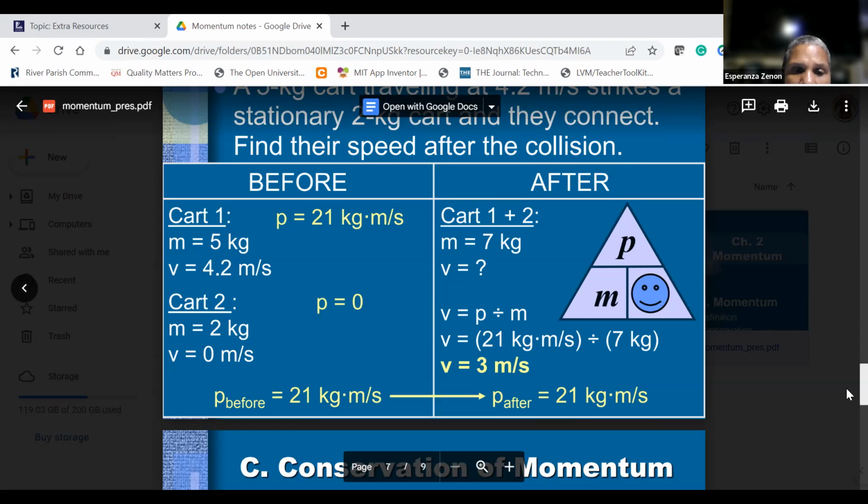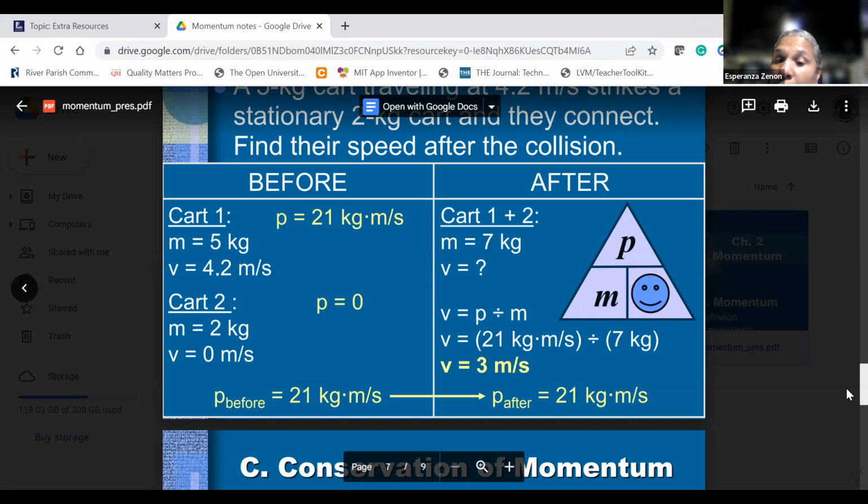All right, so what's our total? 21 kilogram meters per second. How about after the collision? So after the collision, remember, they're stuck together because it says they connect. So we have to treat them as one object, right? So the way we get that cart 1 plus 2 is to add their masses together, which is 5 plus 2, 7 kilograms. And the whole idea is for this combined system, what is their velocity? If they're stuck together, they both have to move with the same velocity, okay? So let's figure it out.